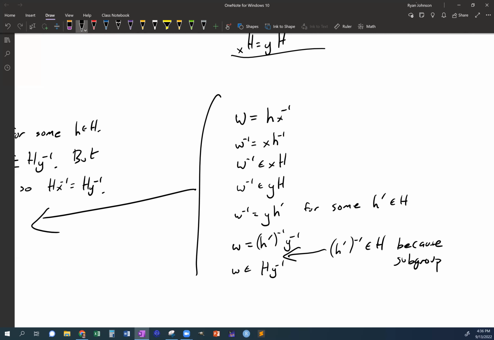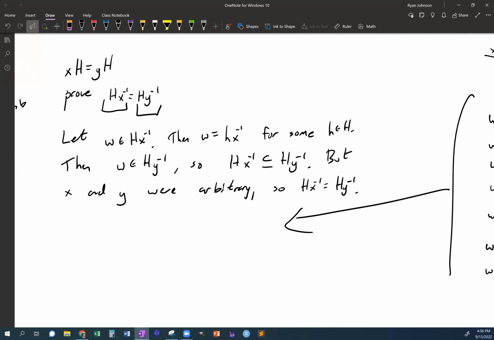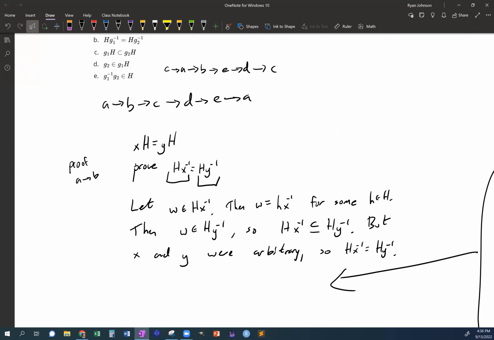And so then W is equal to H prime inverse times Y inverse. And H prime inverse is in H because it's a subgroup. So W is in H Y inverse. And then back over here, W is in H Y inverse. So capital H X inverse is a subset of capital H Y inverse. But X and Y were arbitrary, I could just easily swap them. So that means that the sets are equal. And that shows that A implies B. That gives you one part of the proof that we're assigning for this.